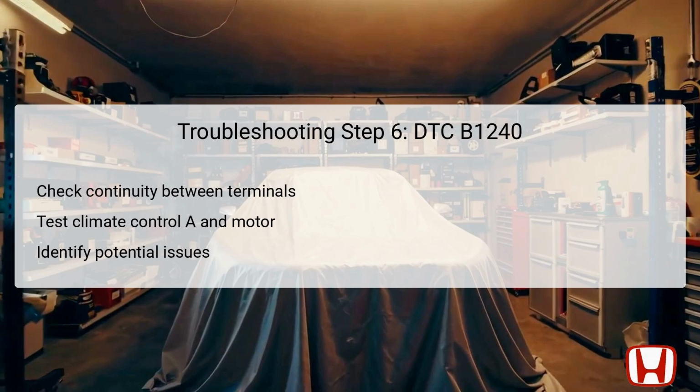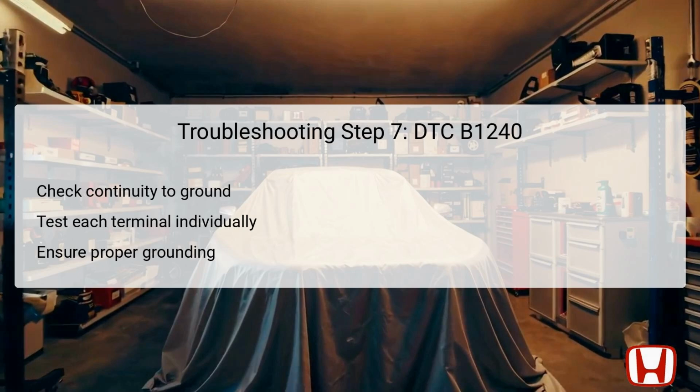control system. For the 7th step of troubleshooting DTC B1240, the key is to check for continuity between body ground and the specified terminals on climate control unit connector A. It is essential to conduct this test on terminals number 7 and number 8 separately to ensure accurate readings.